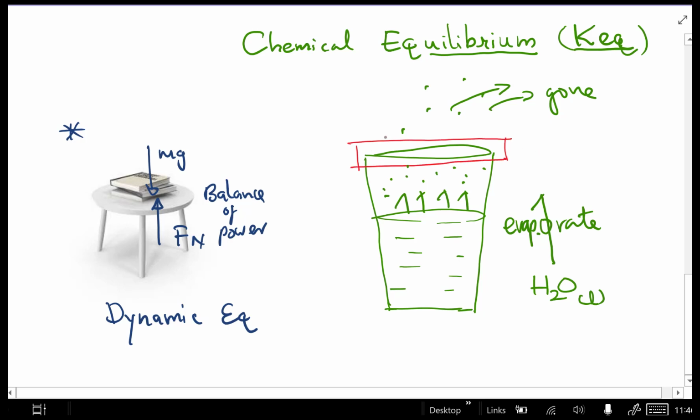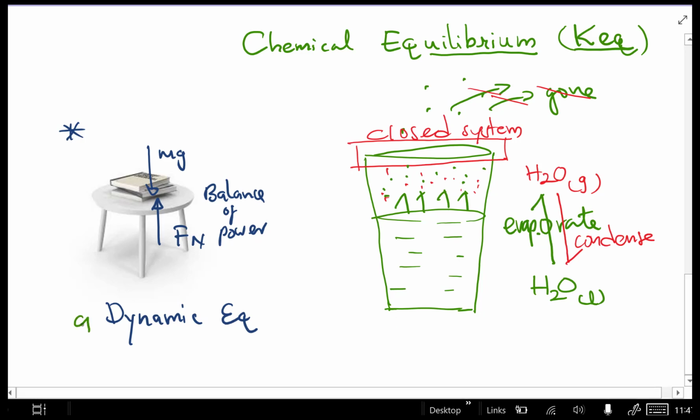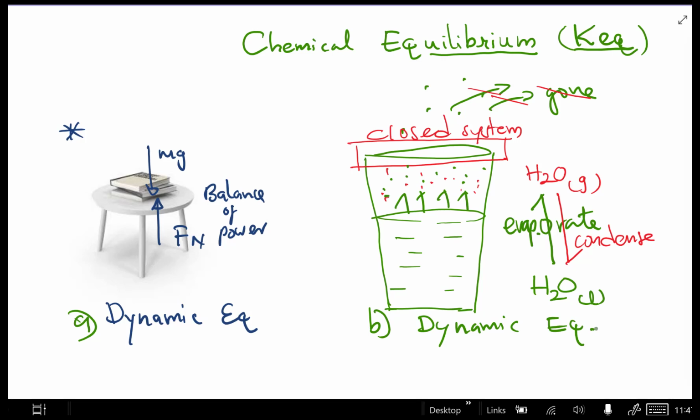But if you close it, that's called a closed system. So we need a closed system in order to have an equilibrium. So dynamic equilibrium. So what do you have? Water condensation back to the liquid water. That's the reverse reaction or the backward reaction. That's how you get a chemical dynamic equilibrium. Right. We will go to the next step.